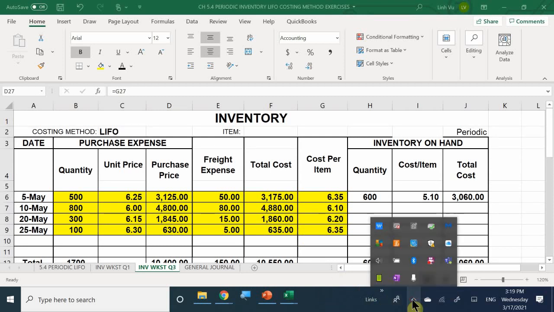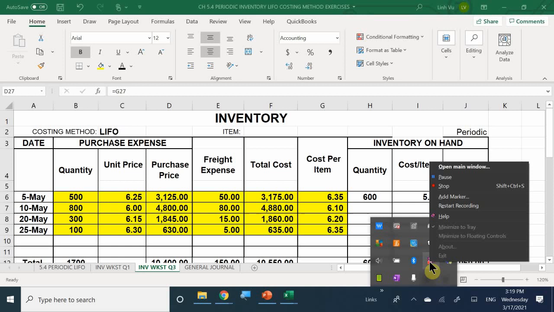So we'll take a break now, and then we'll come back and finish our exercise number 2.